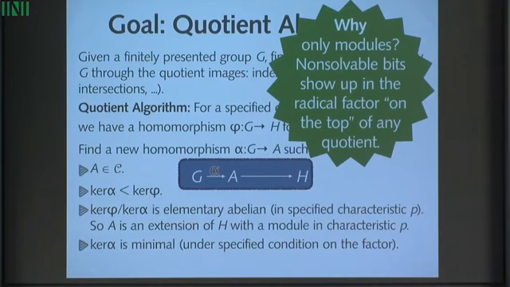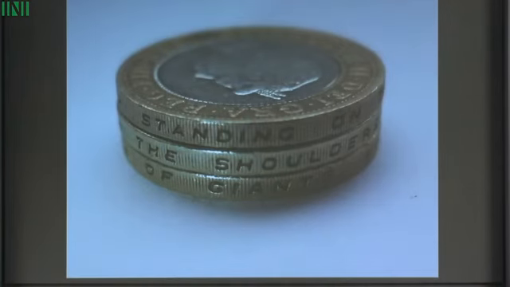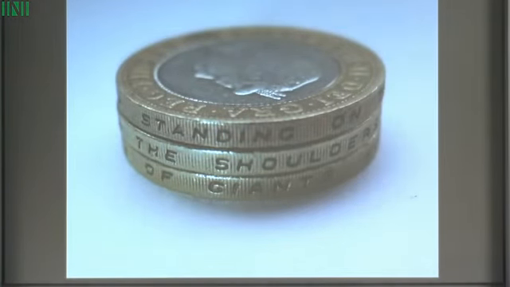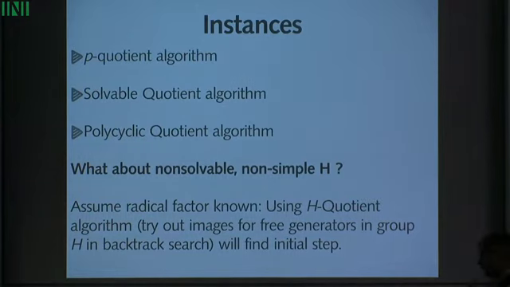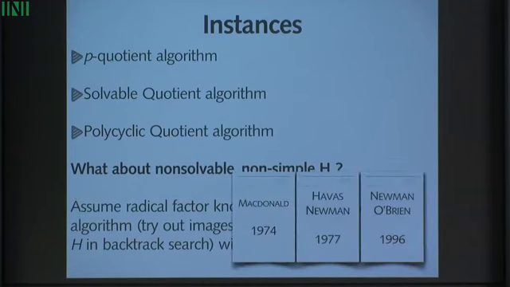So how can one do this? Well, we can ask Isaac Newton. And since he was master of the mint, he tells us on coins, use what other people have done before. And what has been done before is a sequence of algorithms for groups. There is first the p-quotient algorithm. This starts with a paper of MacDonald in '74, then a paper of Havas and Newman a few years later, and then about 20 years after that, a paper of Newman and O'Brien, which in some way settled the p-quotient algorithm, at least for the time being.